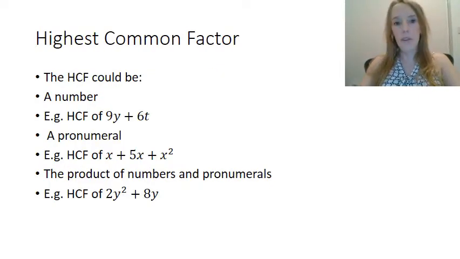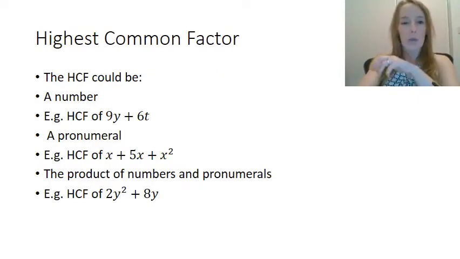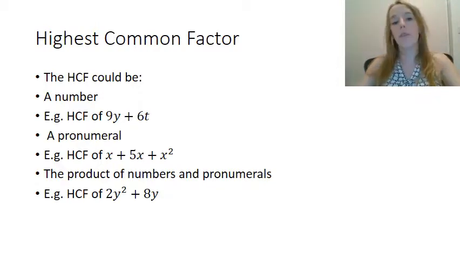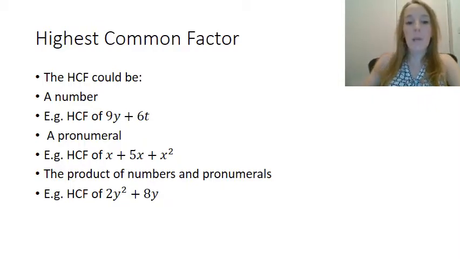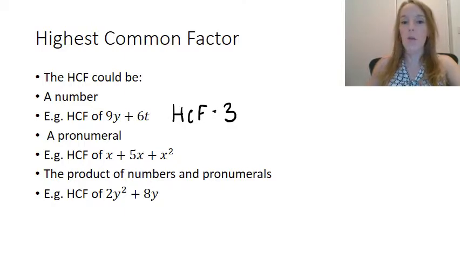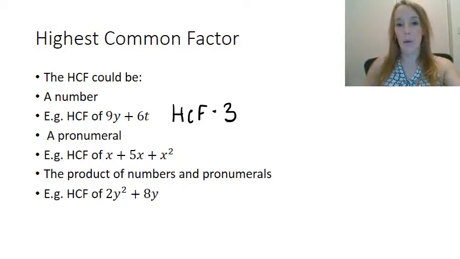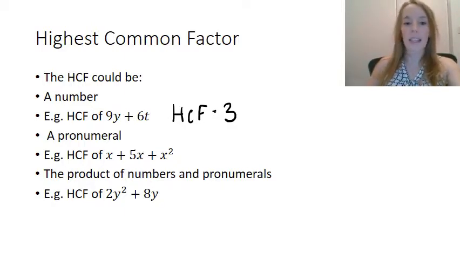Okay, so just a little bit of a refresher on highest common factor. We've done this in a previous video. A highest common factor can be a number of things. It could be a number. For example, the highest common factor of 9y plus 6t. Probably you could do that in your head, and our highest common factor would be 3, because that's the highest number that we can divide into both 9y and 6t.